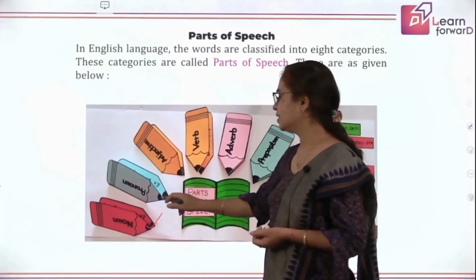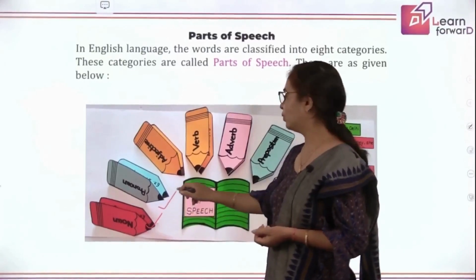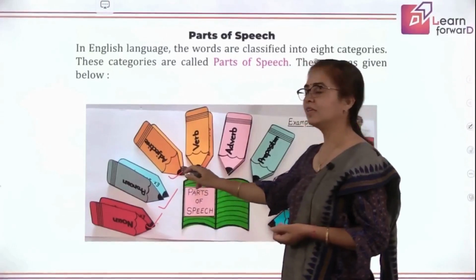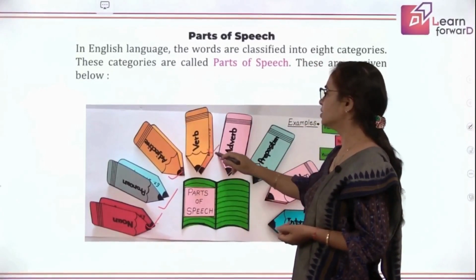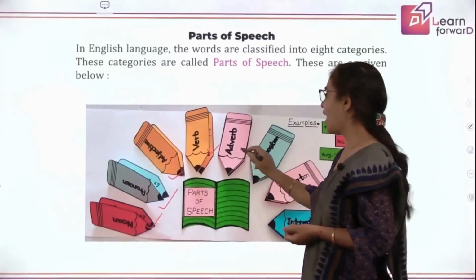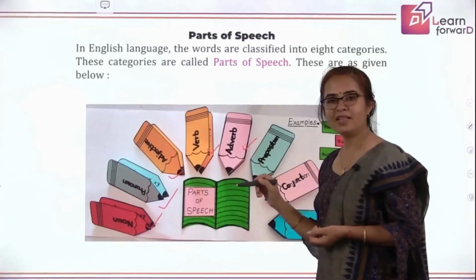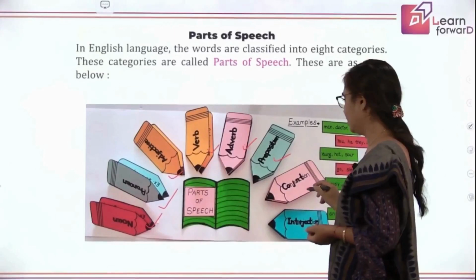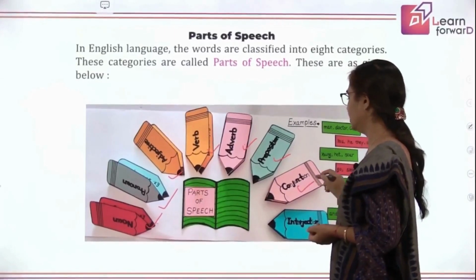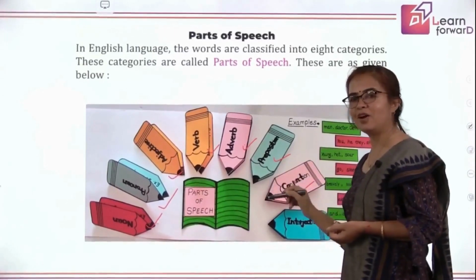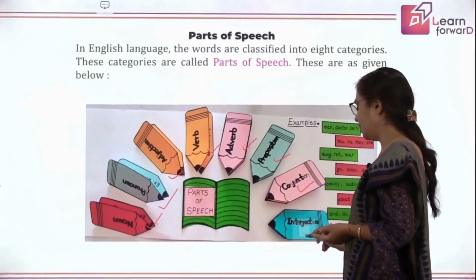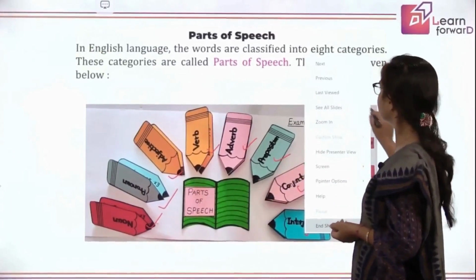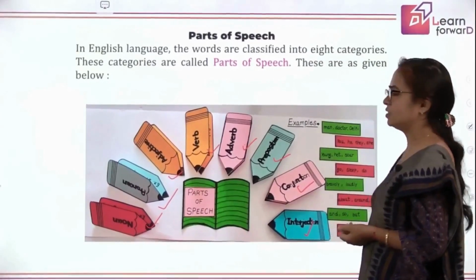The next is pronoun. The third one is adjectives, then verbs. Next is adverb, then the next preposition, then conjunction, and the last but not the least is interjection. And we have example of each of these here.